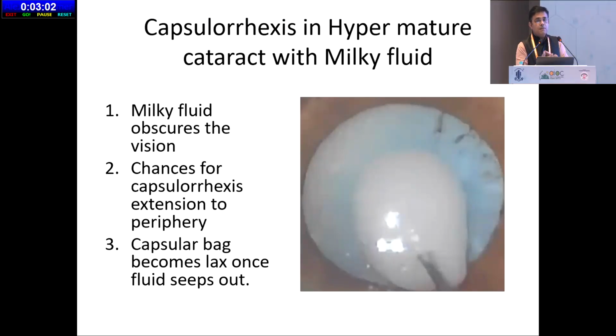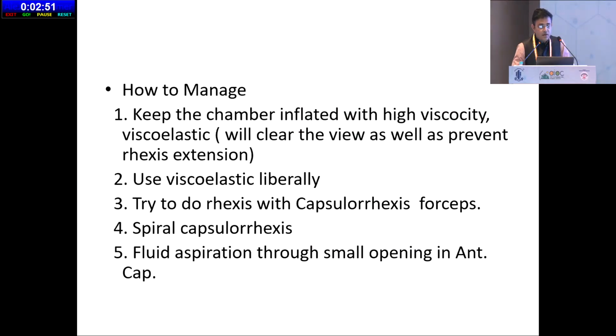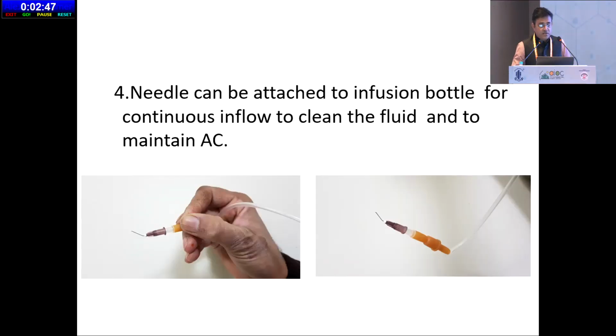What you can do is use a capsulorhexis forceps, or you can aspirate the fluid by making a small entry into the anterior capsule, or you can do a spiral capsular rhexis before starting the main capsular rhexis. And keep the chamber inflated with viscoelastic while doing this. My way of doing it is, I normally attach the needle to the infusion bottle and do the rhexis with that. This keeps the chamber inflated and keeps on washing out the fluid that comes out of the chamber.